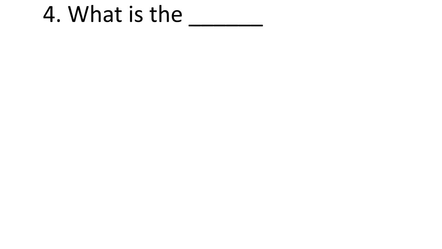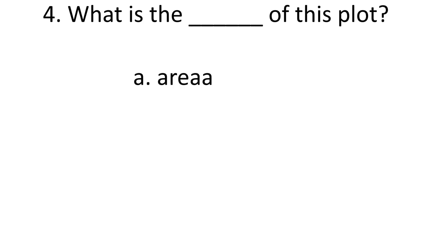Now another example. What is the dash of this plot? Option A, AREAA. Option B, ARREA. Option C, AREA. What is the area of this plot? And the right answer is C, AREA.